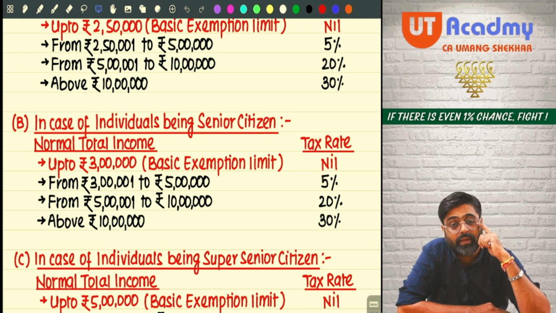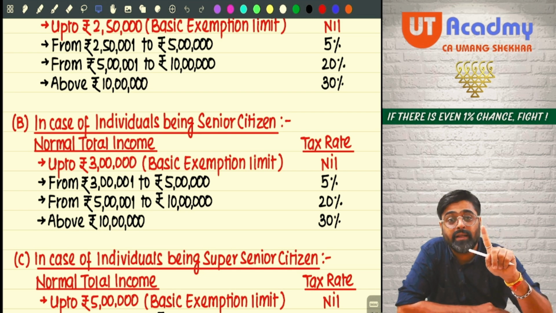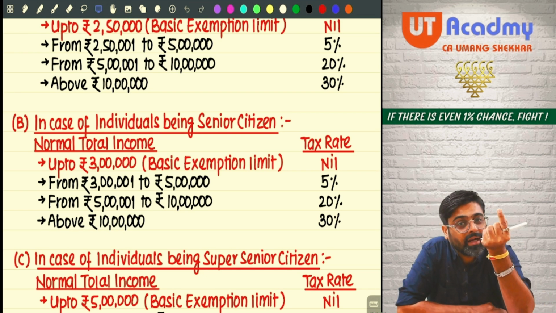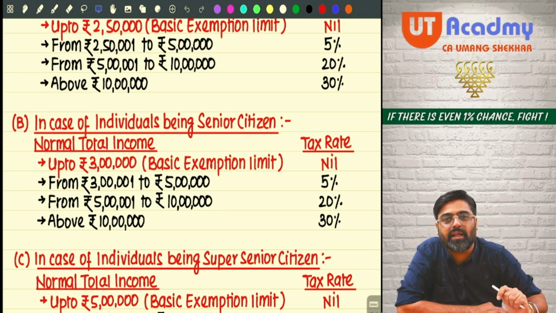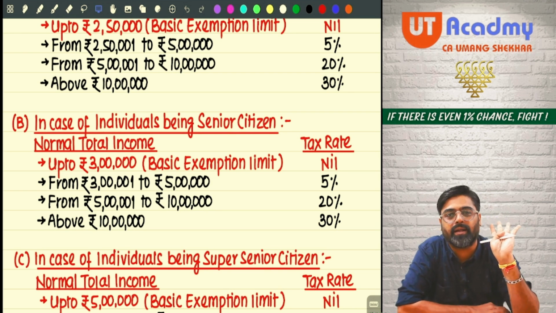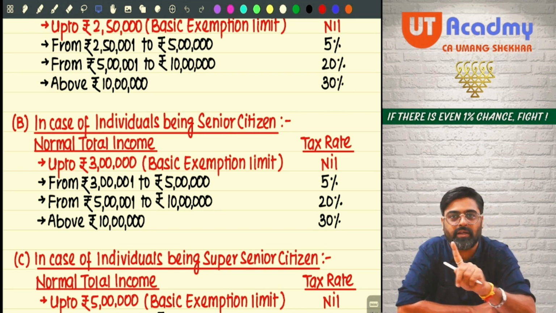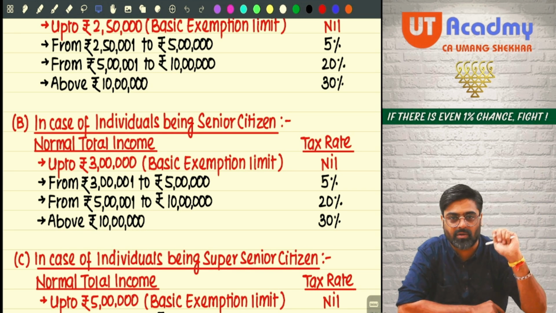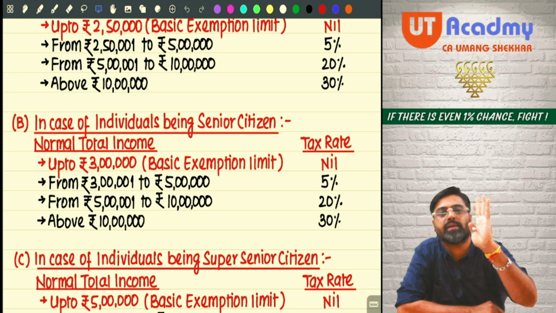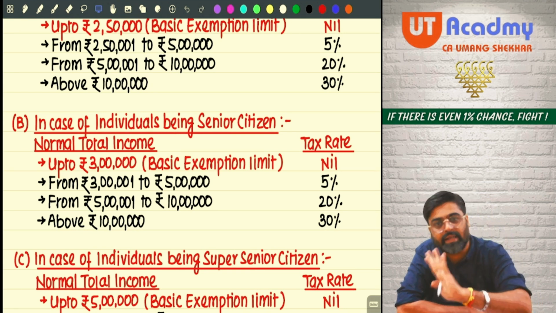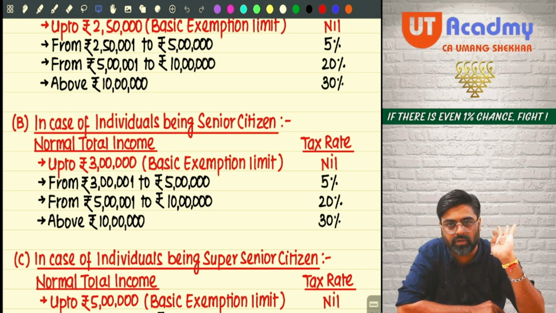Now tell me, age you will see. Age should be 60 years or more. Throughout the year or at any time during the year? At any time. Even for a single day in the previous year, you touch the age of 60, for the entire previous year, you will be treated as what? Senior citizen. It is not necessary that you should be 60 or more throughout the year. Even for a single day your age touches 60, you will be treated as what? Senior citizen. For the entire previous year, your status will be senior citizen only.